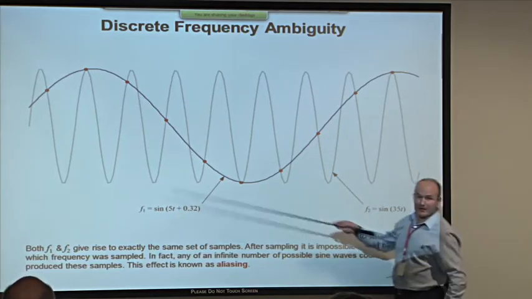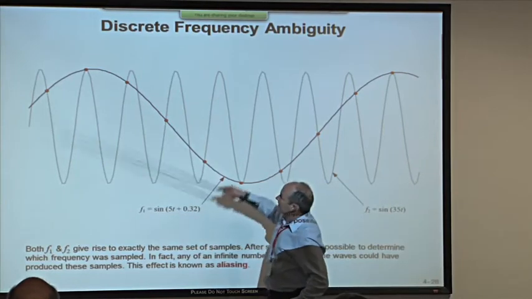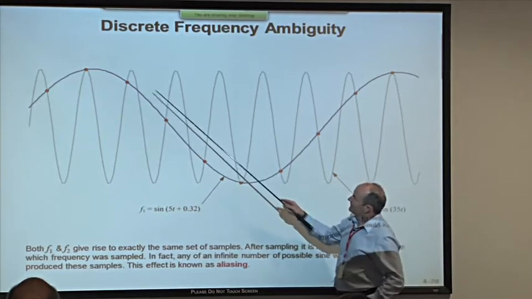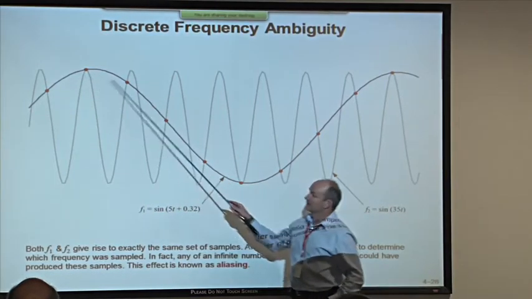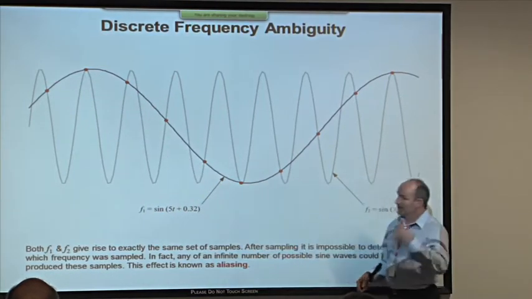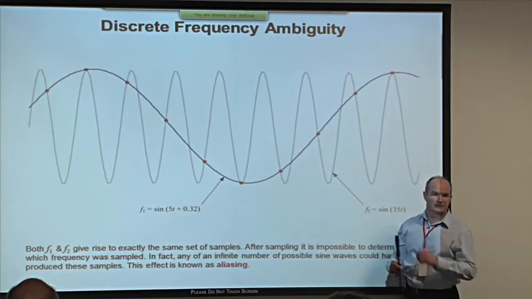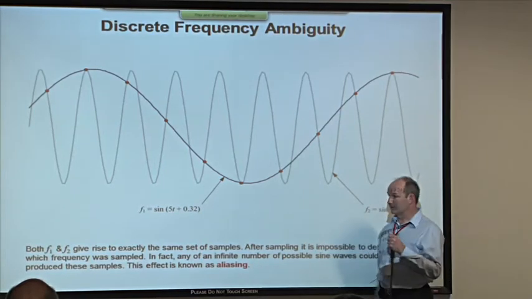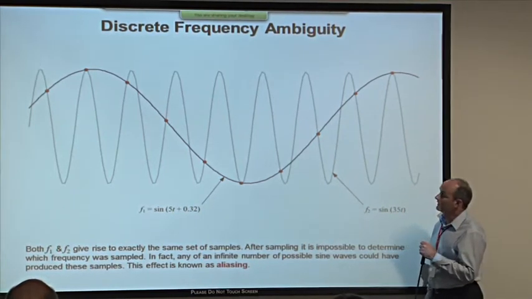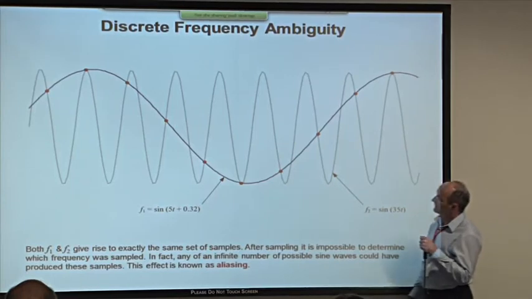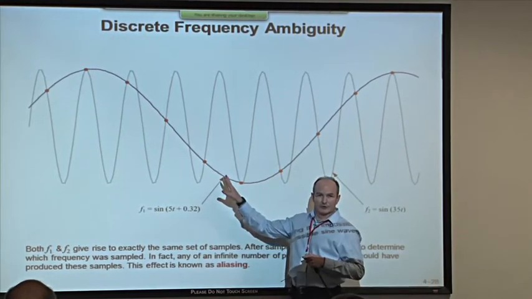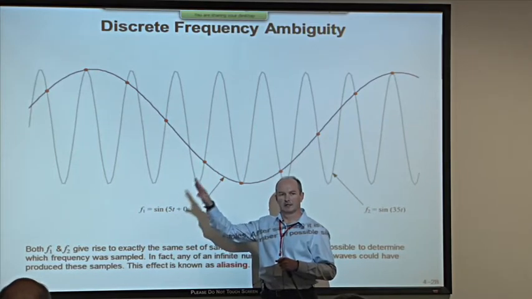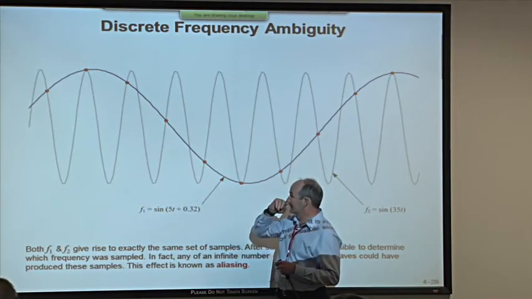But what about the grey line here? The grey line is oscillating at a much higher frequency, but it happens to be sampled at these exact same points to give you exactly the same set of data. Clearly, we don't know which of these sine waves caused this set of data points. And in fact, there are an infinite number of other frequencies as well that I could draw on here that would give me the same set of data. Now, this is due to the interaction between the sample rate and the incoming frequencies of sine waves.